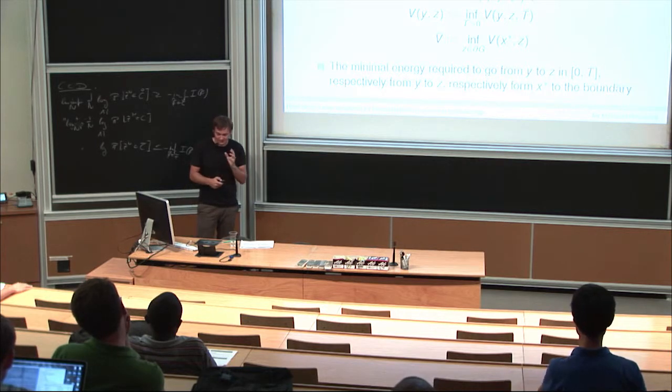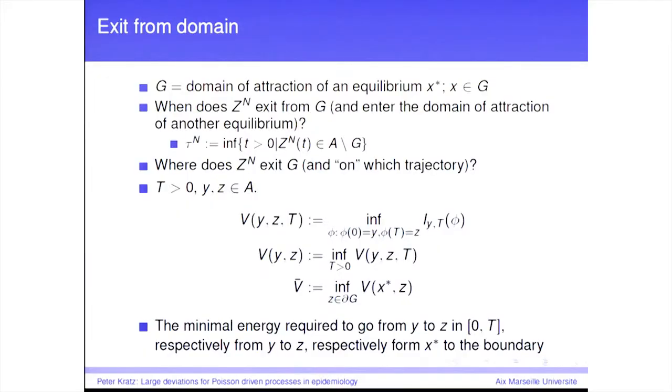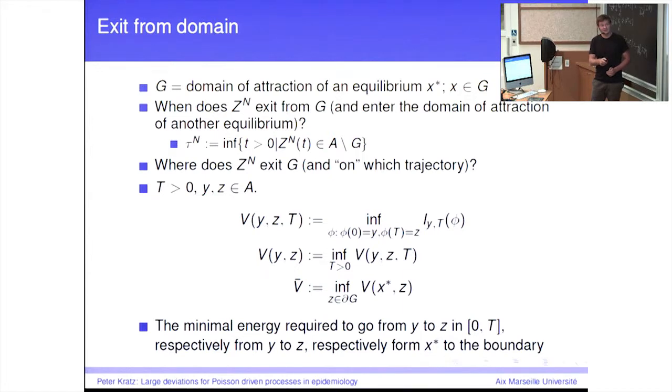Well, in order to find a result for the time and the place of exit, we need to solve somehow optimization problems. So the V here is the minimal price, the minimal energy needed to move from Y to Z in time t. Okay, this V without the capital T is the minimal energy needed to move from Y to Z in any time.